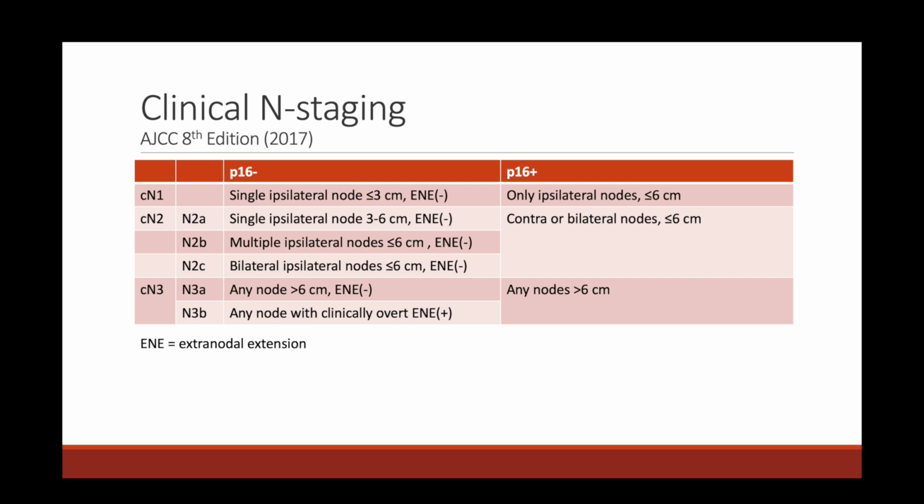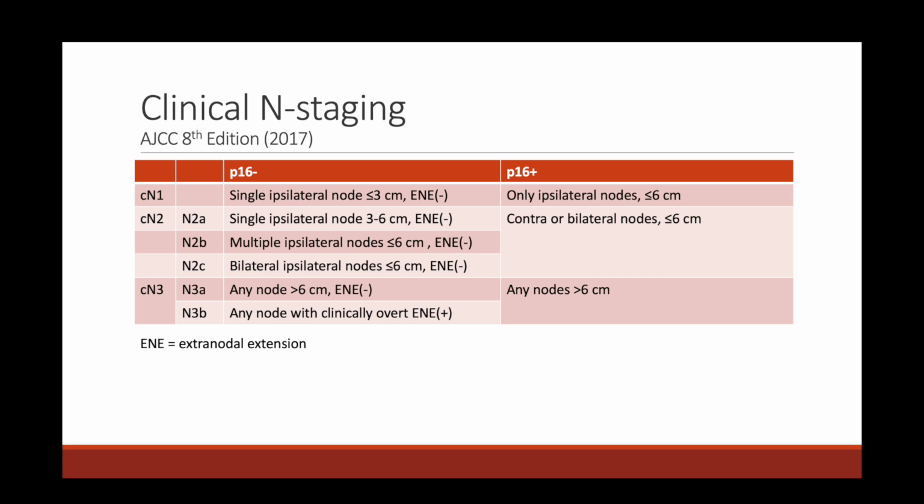For clinical N2 for P16 positive, you can have either contralateral or both ipsilateral and contralateral, so bilateral nodes, again up to 6 centimeters in size, and that is N2. And then P16 positive clinical N3 is anything greater than 6 centimeters. So you'll see that for P16 negative, N2 and N3 are further subdivided into N2A, N2B, N2C, and then N3A and N3B. And they care about if there's any overt extranodal extension. They care about the size. With P16 positive, there's no concern about extranodal extension whatsoever.